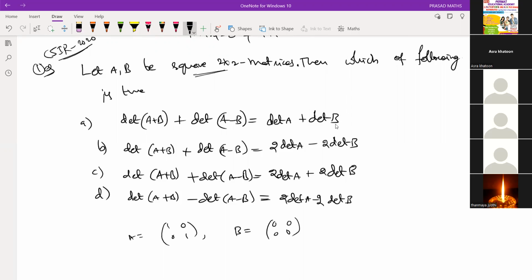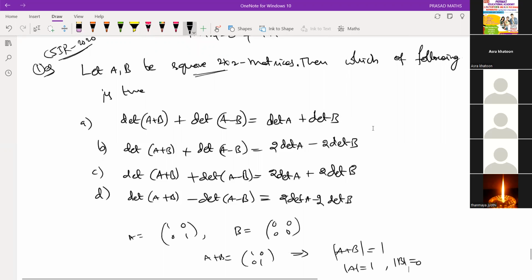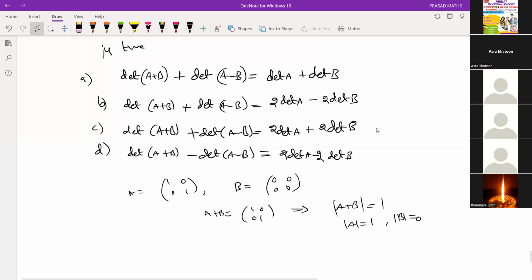Right? This is the first method. What is A plus B? A plus B is also [1 0; 0 1]. Therefore, what you observe is det of A plus B is nothing but the determinant of the identity matrix, which is 1. Similarly, what is det A? 1. What is det B? 0. Therefore, det of A plus B is actually 1.